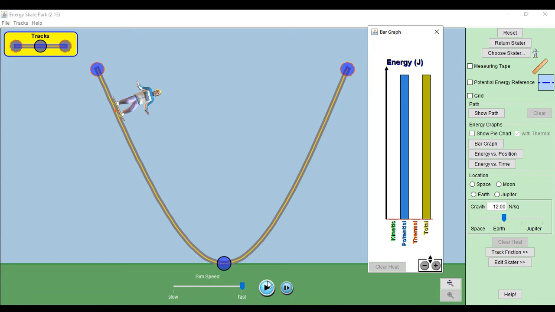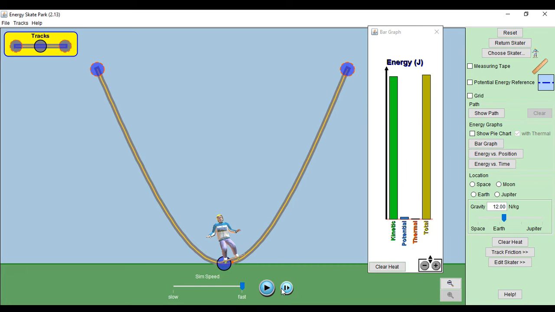So if I start this simulation, look what happens. As he goes down the hill, he gets faster. And as he gets faster, let's pause it. Now he's almost to the bottom. He has almost all kinetic energy and very little potential energy. But as he goes back and forth, what's happening to the total energy bar? The yellow total energy bar is not changing. But all that's happening is that the kinetic and the potential are transferring back and forth between each other.